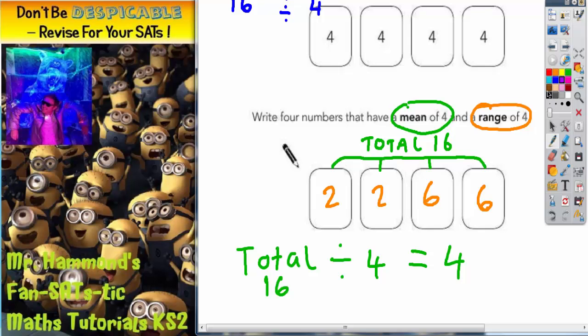So what we should be doing now is a quick double check. Do these 4 numbers have a mean of 4? Well, 2 plus 2 is 4, plus 6 is 10, plus 6 is 16. So the total is 16. Divide it by 4, we do get a mean of 4. So that works. And do they have a range of 4? Well, the biggest is 6, take the smallest as 2. So the range is 6 take away 2, which is 4. So these numbers seem to work. Therefore, the answers are correct.